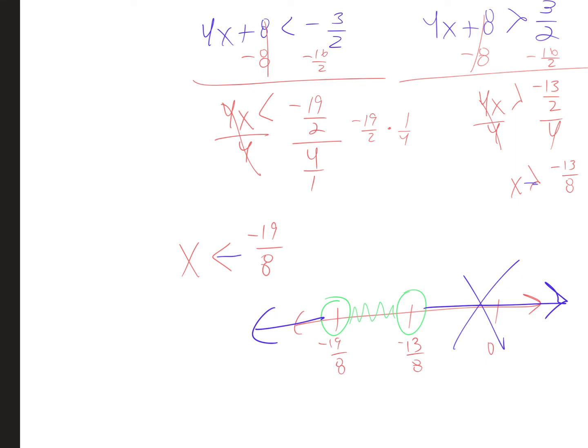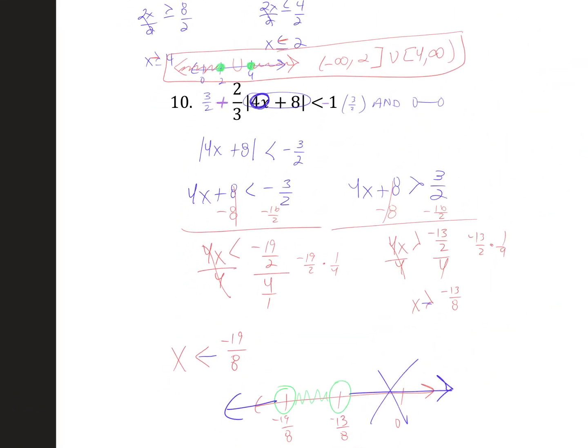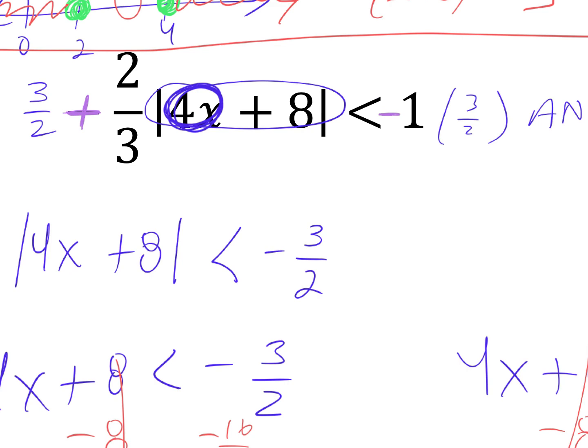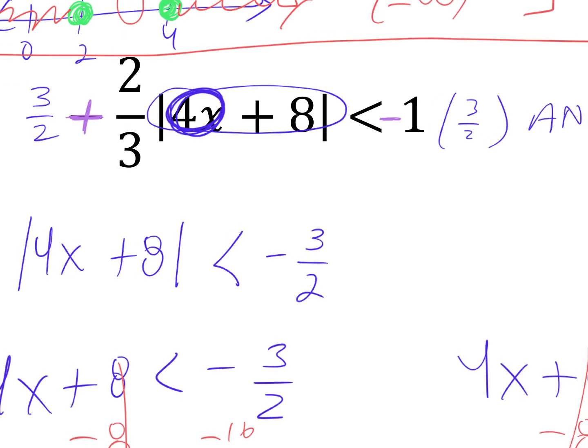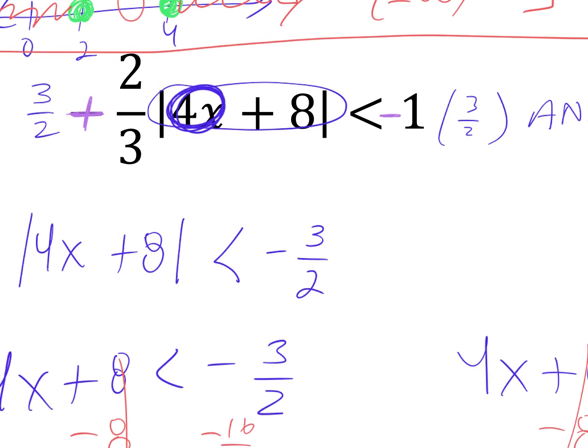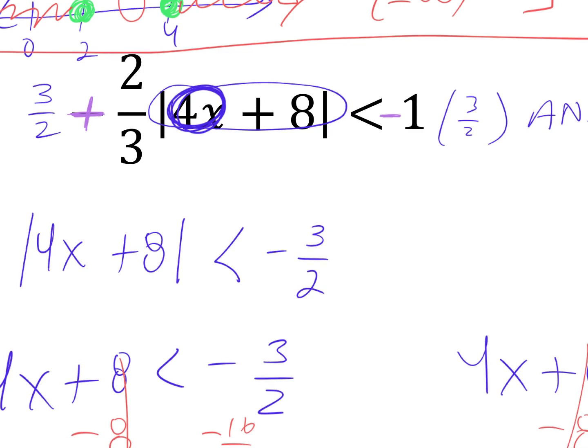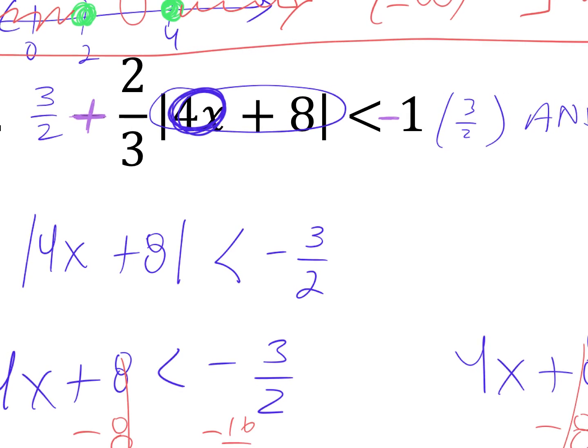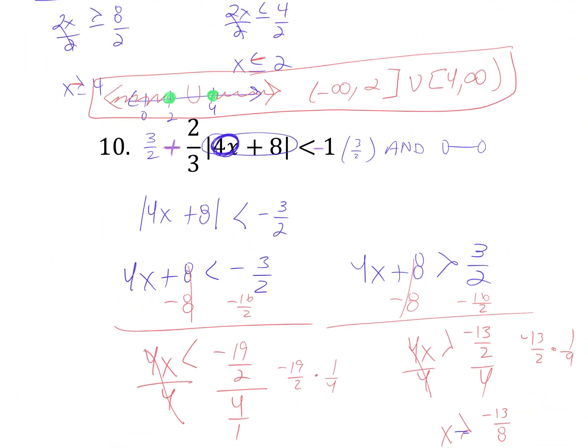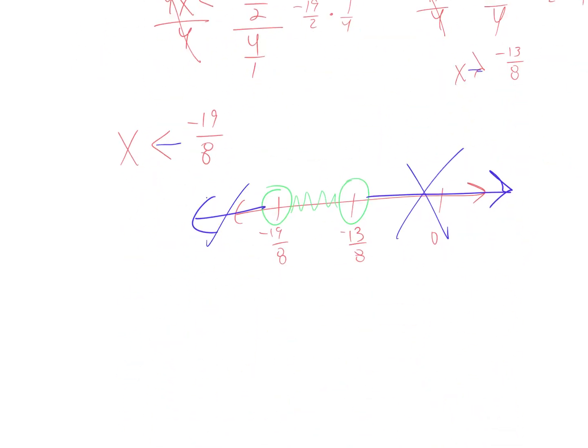Plug in negative 5. Negative 5 times 4 is negative 20. Negative 20 plus 8 is negative 12. But the absolute value of negative 12 is what? 12. Positive 12. If you multiply positive 12 by a positive number, is it going to be less than a negative? No. What do you think happens when I plug in something right here in the middle? It's not going to work either. If nothing works, guys, what's your answer?